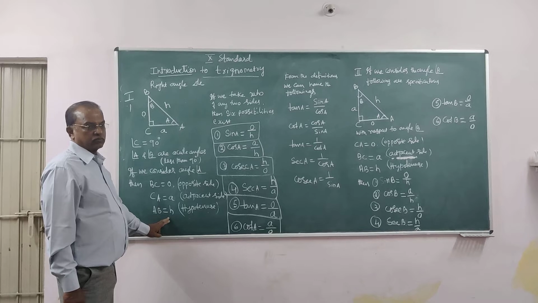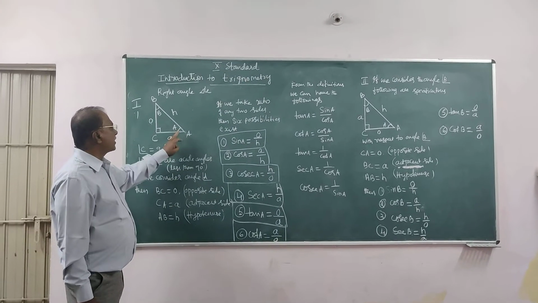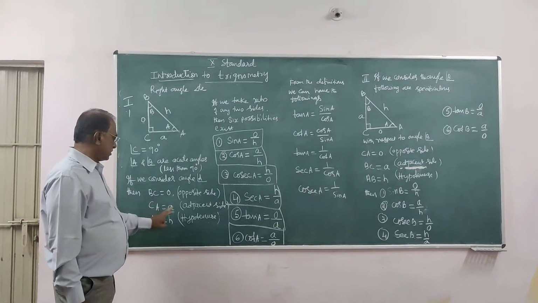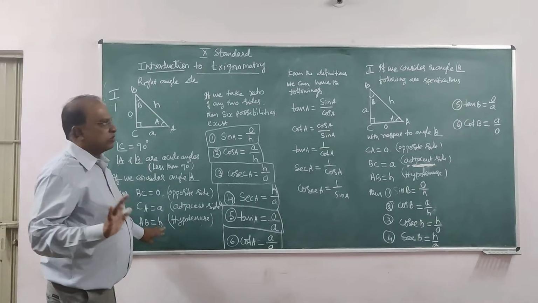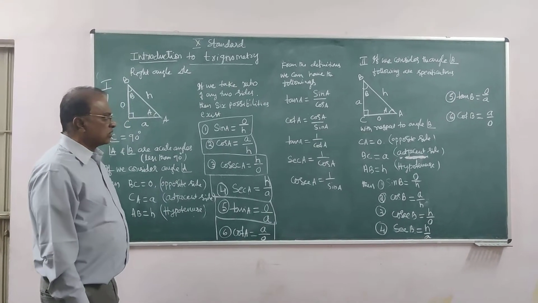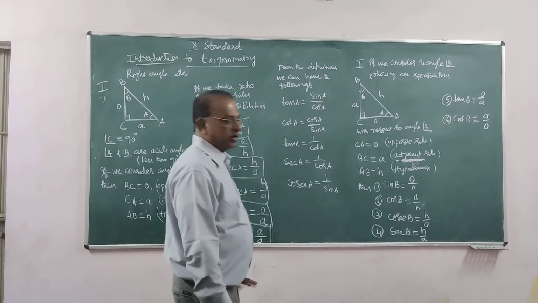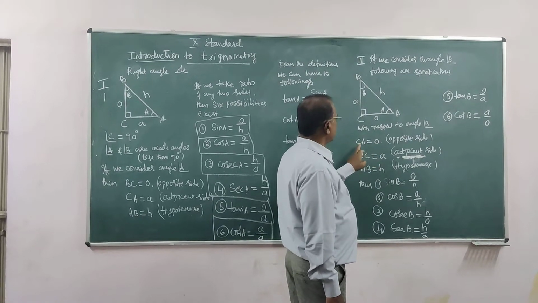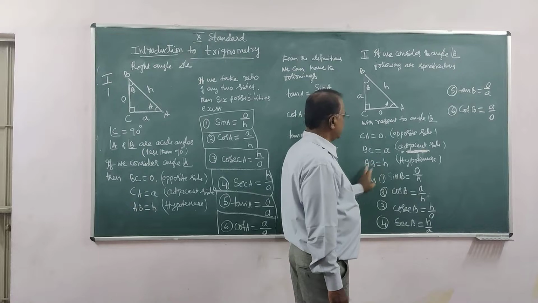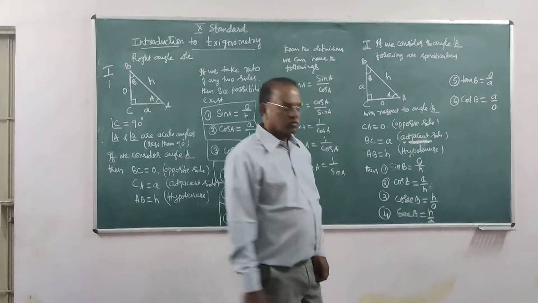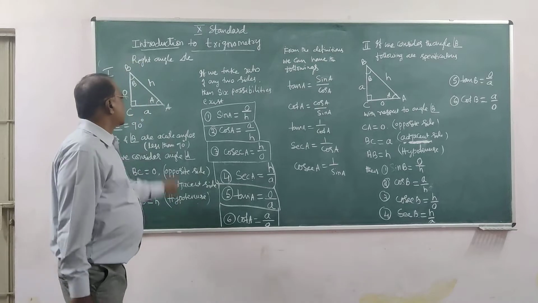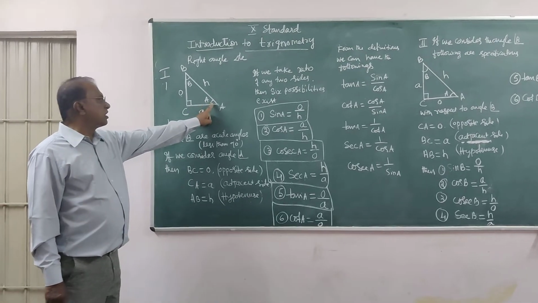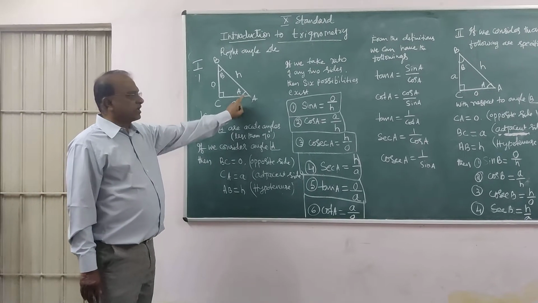Look at the difference. For this angle, BC is O, CA is A, AB is H. Hypotenuse is common in both cases, but the adjacent and opposite sides are interchanged. With respect to this angle, CA is O and BC is A. This remains the same. The angles are related to the sides like this.